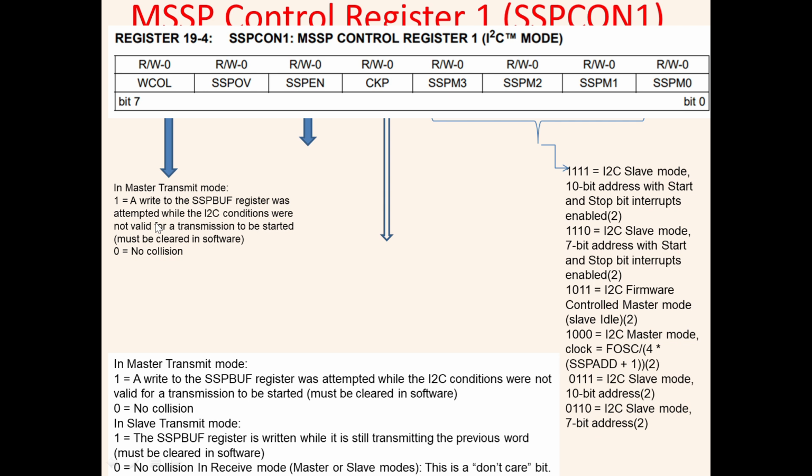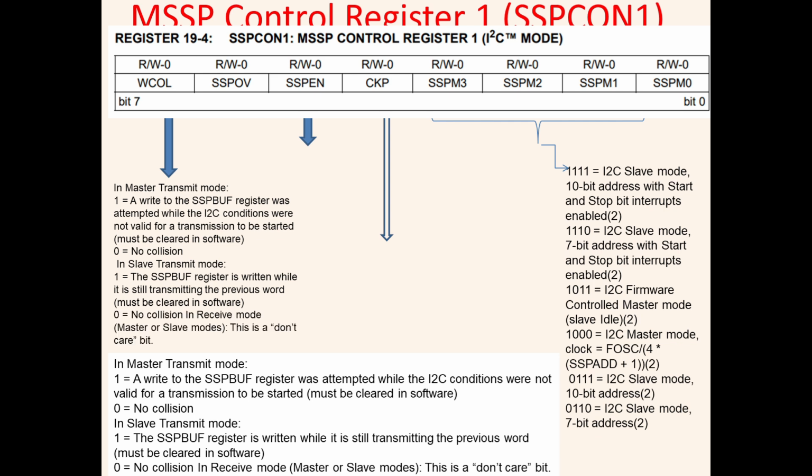So this is an attempt made while the I2C condition is not valid, causing overlapping of the data. Now the same collision will occur in the slave transmit mode, when the SSP buff register is written while it is still transmitting your previous word. At that time this bit will be 1, and this bit will be 0 in slave mode, which simply indicates that there is no collision under the mode of reception, under the slave mode. Next is the SSP OV bit.